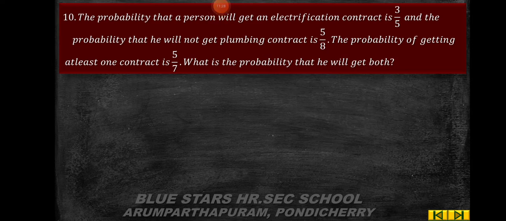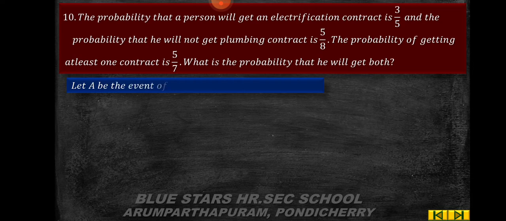Problem number 10. The probability that a person will get an electrification contract is 3 by 5, and the probability that he will not get a plumbing contract is 5 by 8. The probability of getting at least one contract is 5 by 7. So what is the probability that he will get both?